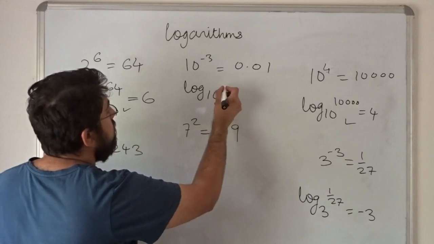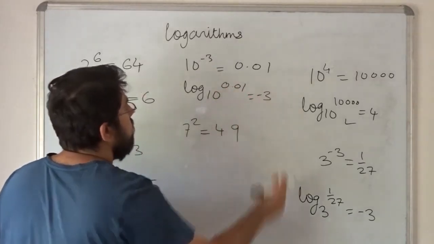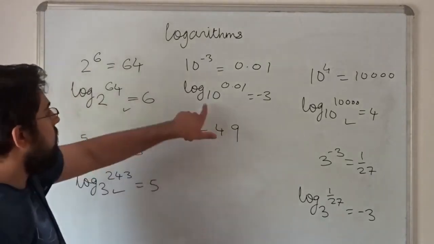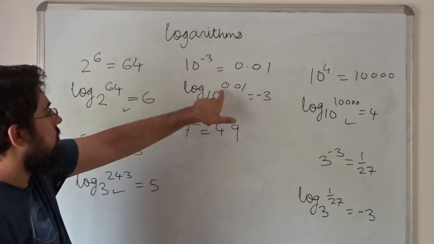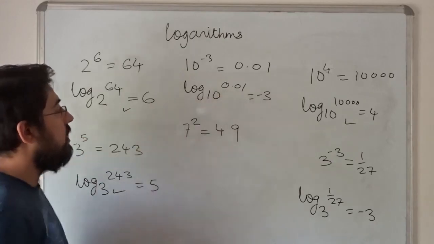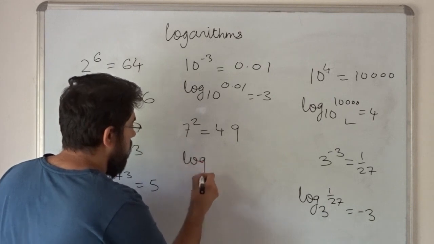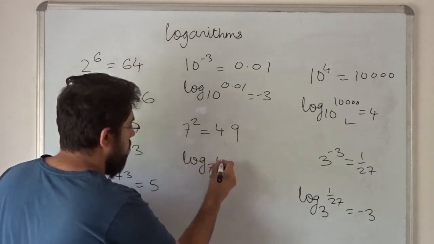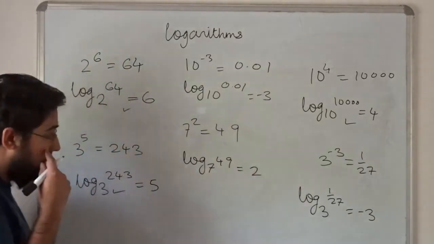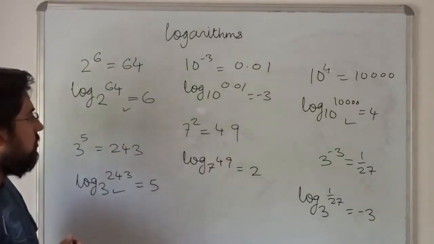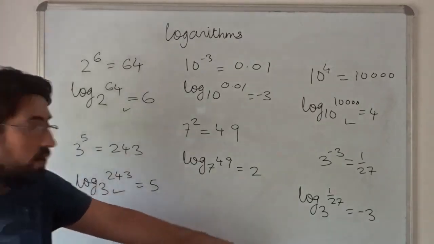So this one here is quite easy. Log base 10 of 0.01 equals -3. It can never be log base 10 to the power -3. No, it cannot be like that. And this one again is easy. Log base 7 of 49 equals 2. Okay? So just keep this in mind. So I hope you understand.